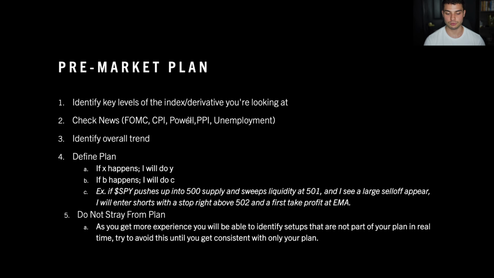Identify key levels of the index or derivative you're looking at. So what that means is identify the key levels of whatever stock or ticker or index you're looking at, like ES if you trade futures, or NQ if you trade futures, or SPY and QQQ if you trade options, or these blue chip stocks like Tesla, Google, Apple, all of that. Find the key levels, find their liquidity, find their supply and demand zones, which I showed you how to do.